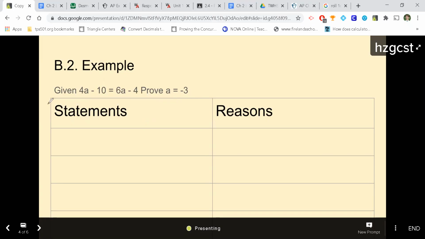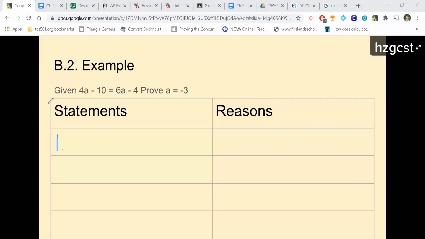All right, what's our very first statement? What do we know is true? What we are given in the instructions. 4a minus 10 is equal to 6a minus 4. Why do we know that's true? What's our very first reason always going to be? It was given to us. Because it was given to us.